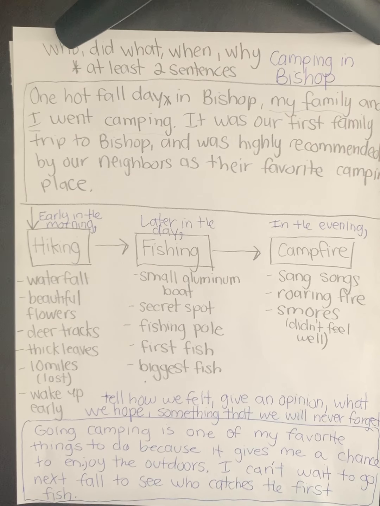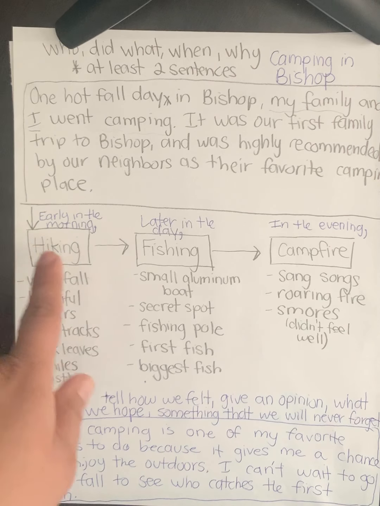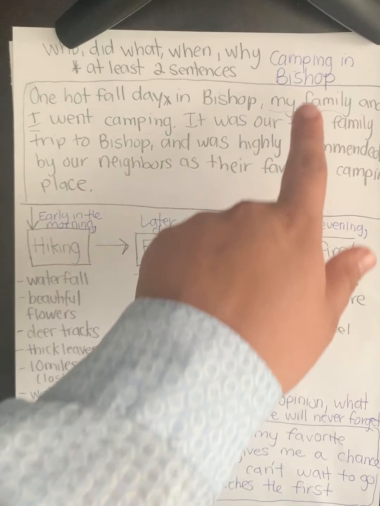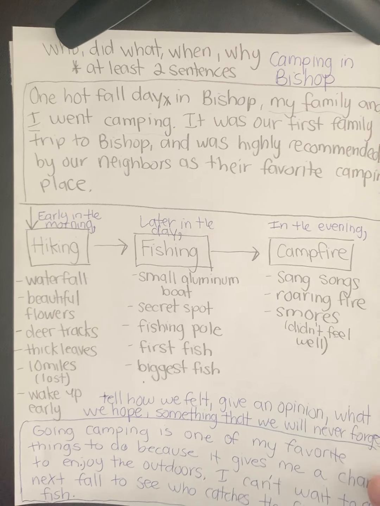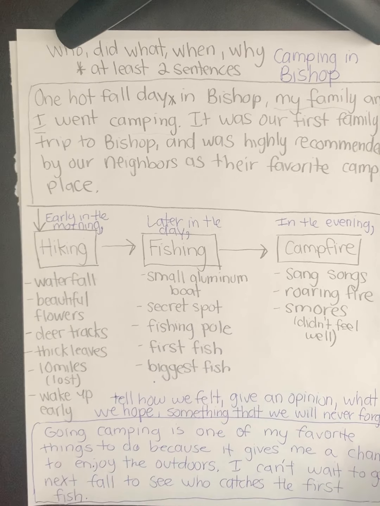Okay, and then we also added our conclusion sentence, making sure that we have at least 2 sentences as well. And within the conclusion, we can tell how we felt, we can give an opinion, we can tell what we hope, or we can talk about something that we will never forget from our trip. We also added in our transition words, and we wrote our title. Also yesterday we practiced reading off of our map. So today we are actually going to write our first, our rough draft.